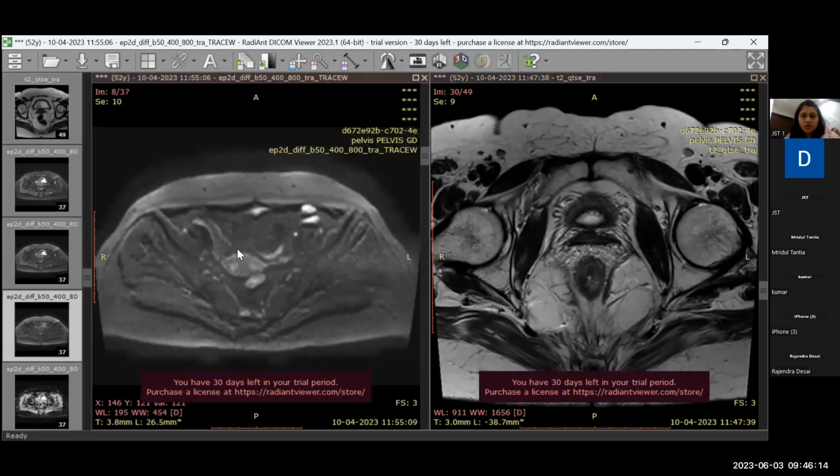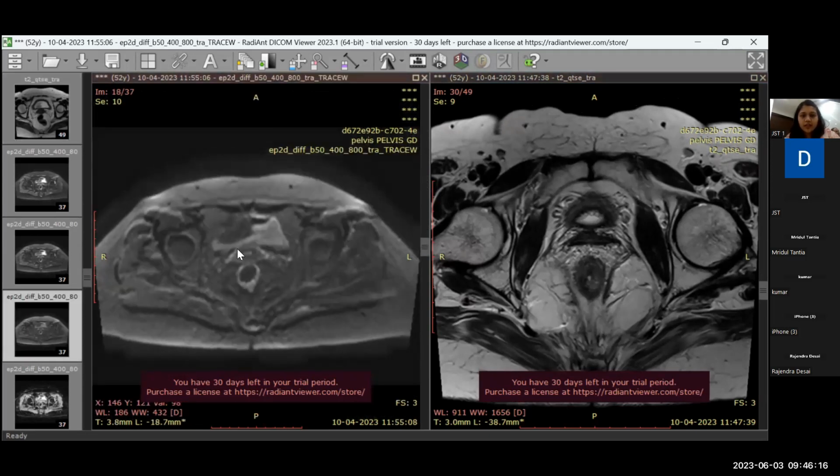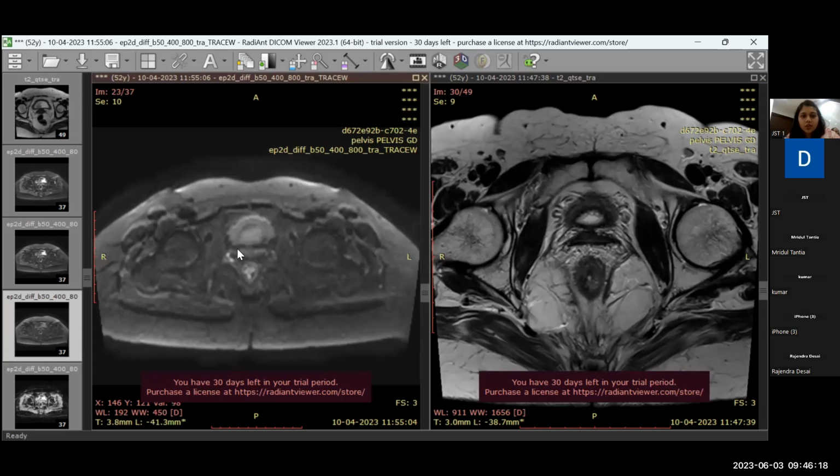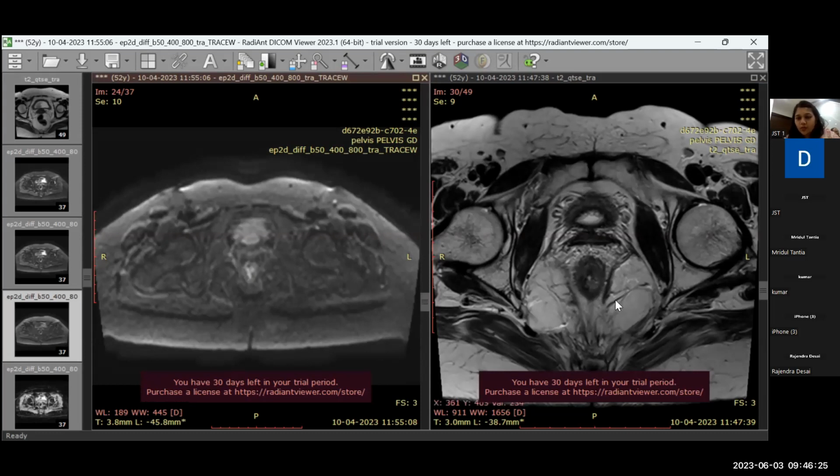This is a diffusion, just to correlate our findings. So this is the polypoidal lesion here, more on the right lateral wall of the rectum, or just at the anorectal junction, I would say. So it's just reaching the muscularis propria, although the thin hypointense line cannot be seen.